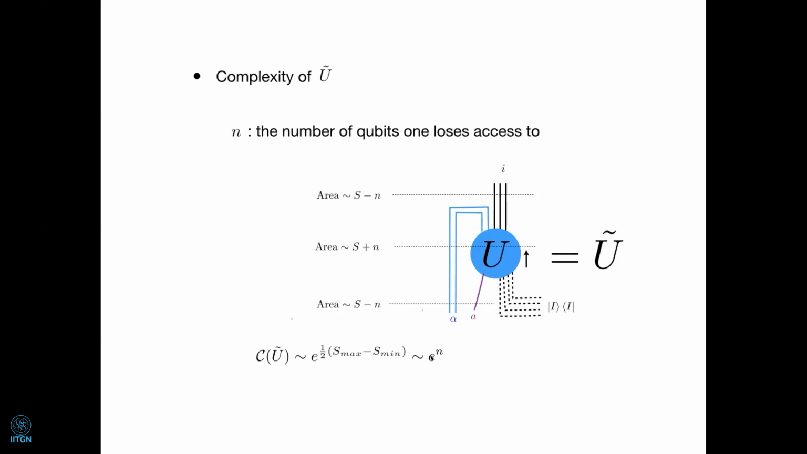Now we see that in this case, when we only have part of a system, there is an enhancement of the complexity, which grows exponentially in the number of qubits one loses access to. So it's the number of qubits in a bar. Let's look at this in more detail and get some intuition about where this extra enhancement comes from.